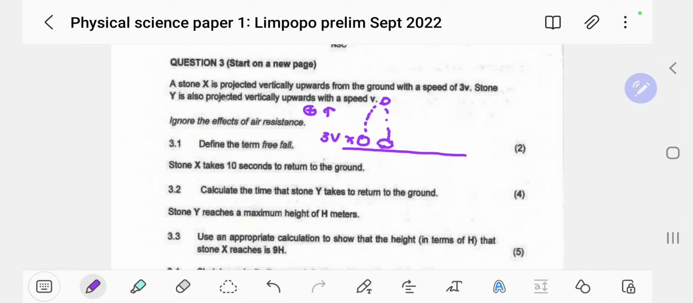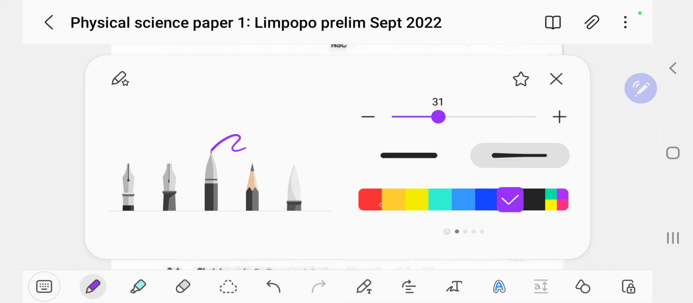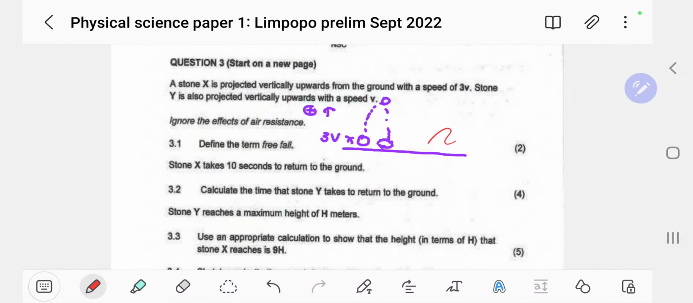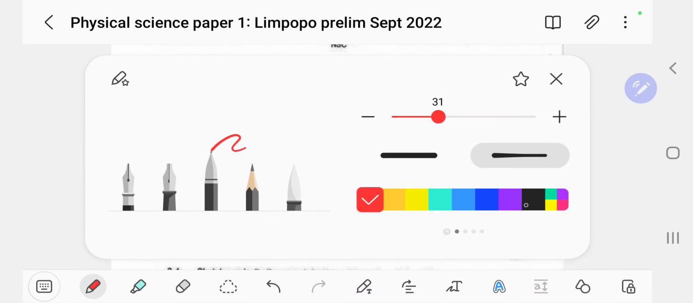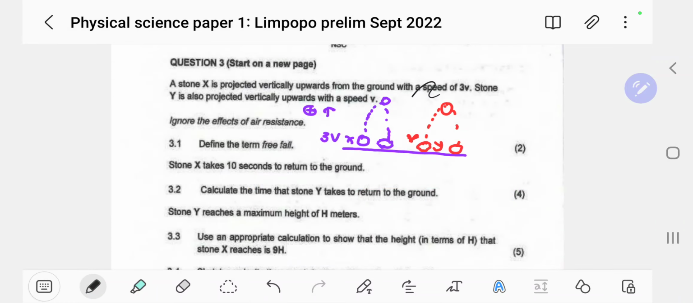The stone Y is also, okay, now there's another stone here. So there is stone Y here. Stone Y will be projected and then comes back as well. There is the stone Y. Okay, upward with a velocity v. So this guy here is just v. Then of course we're taking upward as positive for both scenarios. Let's just divide them so that we don't make an error of trying to mix the stories there.